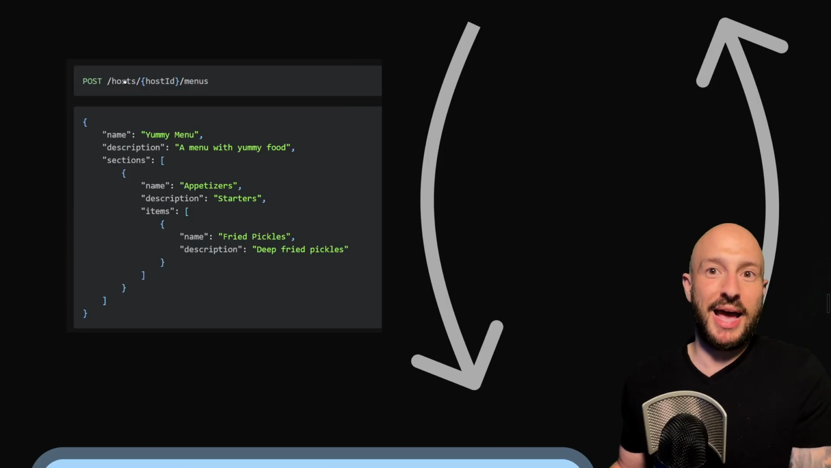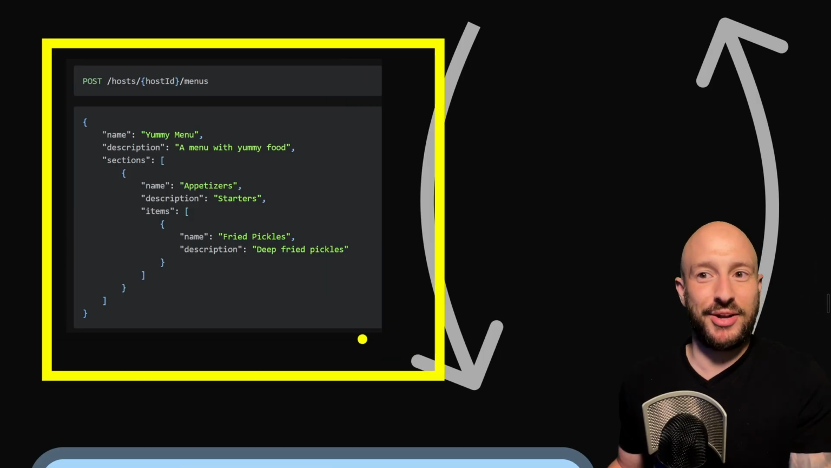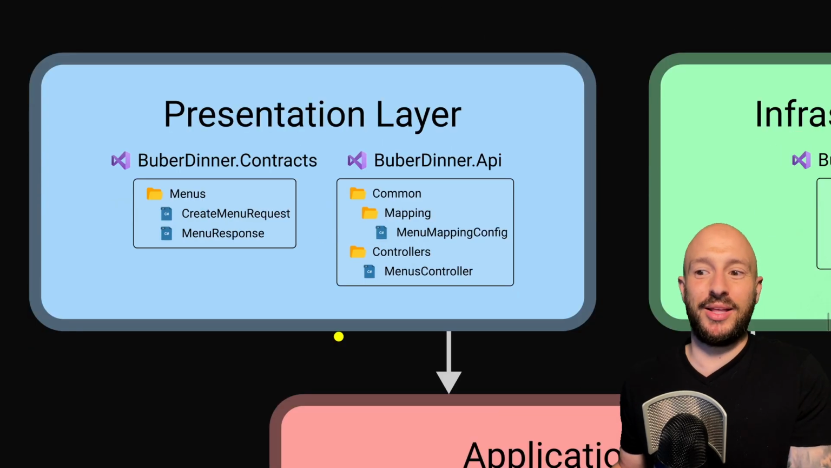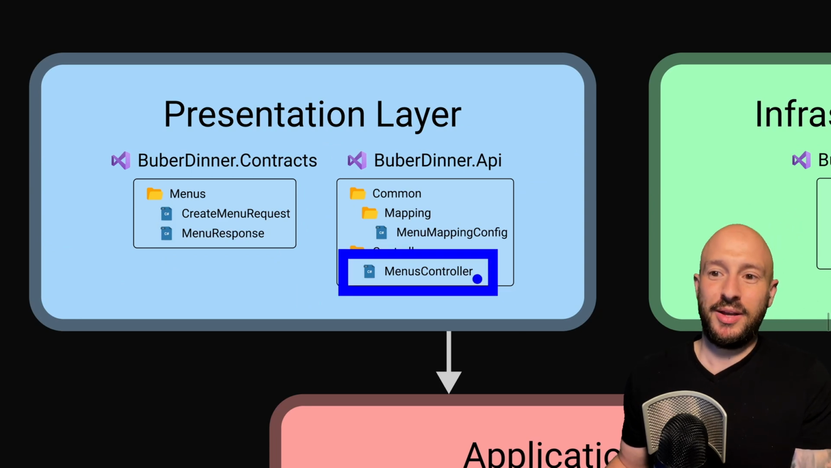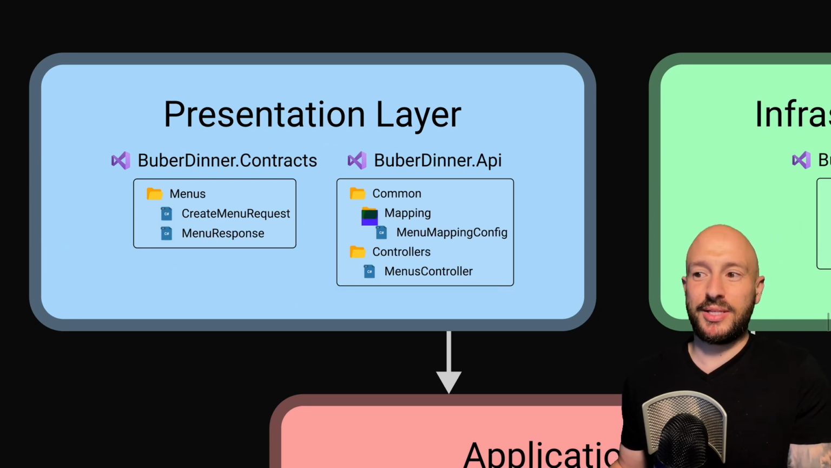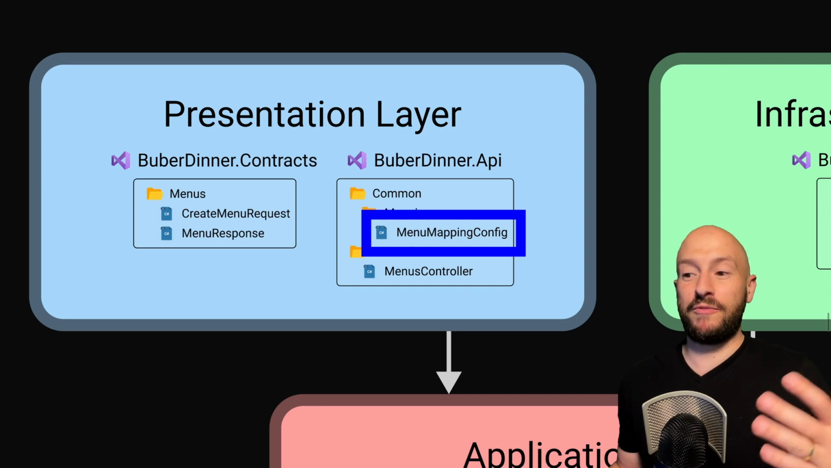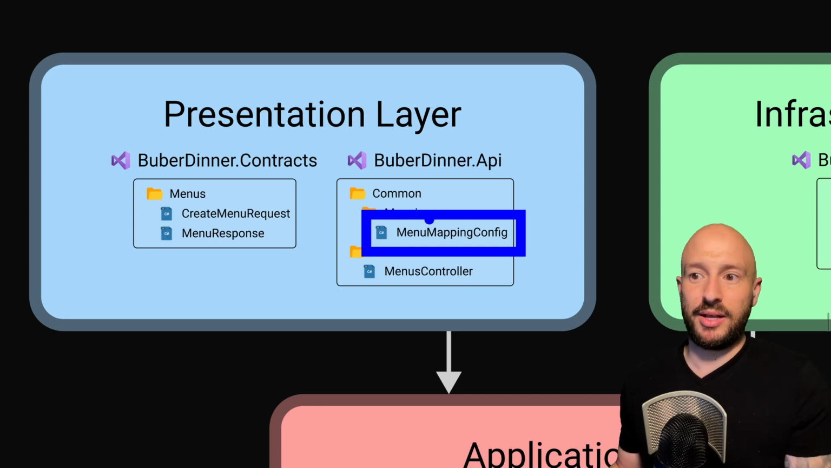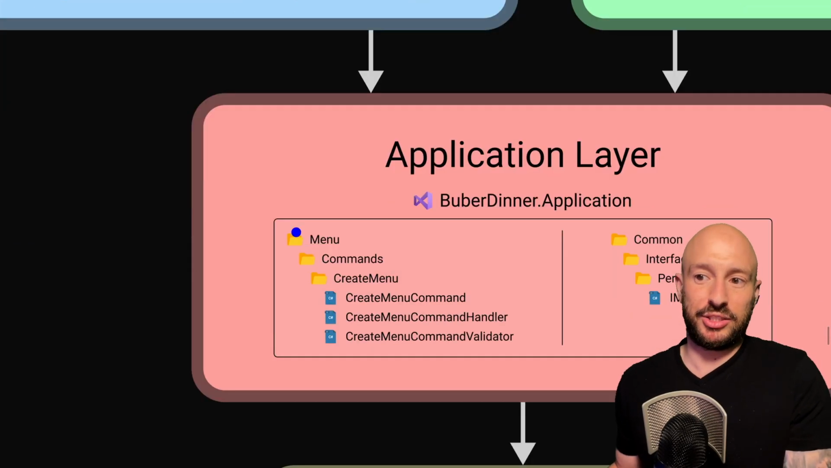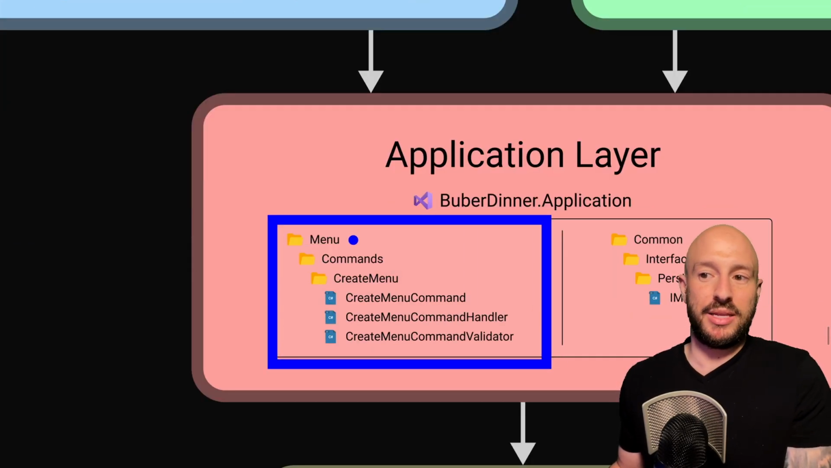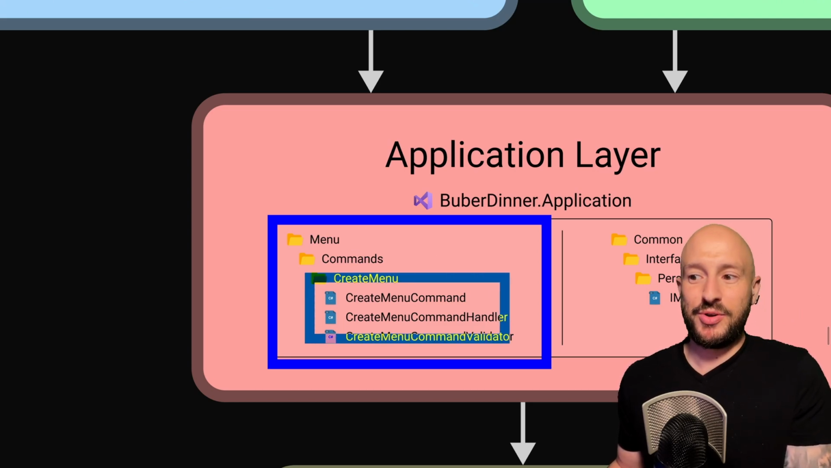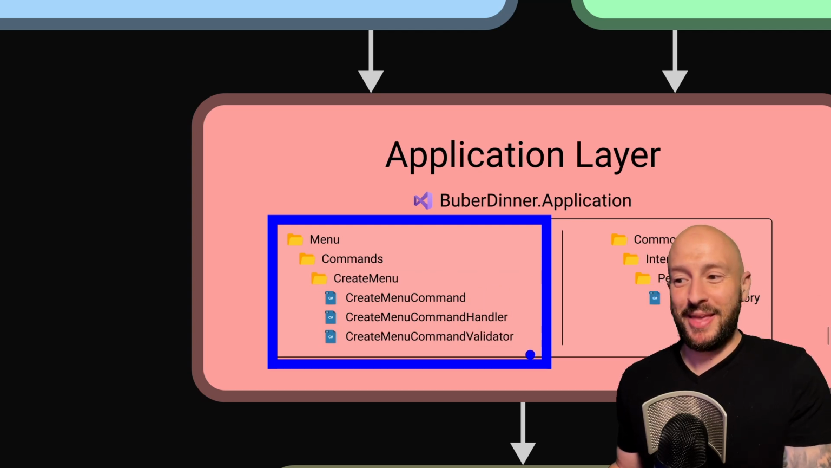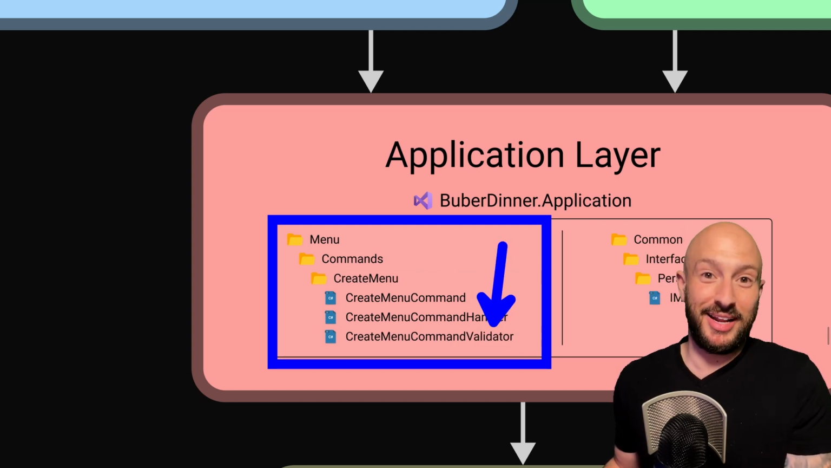Okay, so final recap of what we have. Then we created the create menu request. We defined the way it looks over here in the contracts project. Then we created the menus controller that receives the request and uses the menu mapping config to do the conversion between the application layer and the response over here, right? So it does this mapping between the layers. And in the application layer, we created the menu. This should be menus, plural. Then we created over here the menu command handler. And I forgot to do the validator.